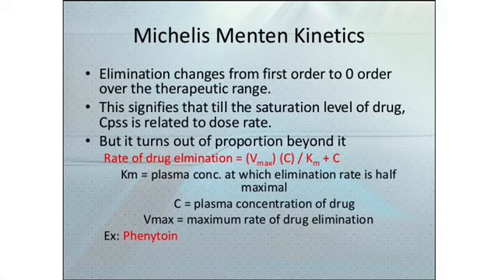Ito lang, basta tatandaan nyo lang yung formula. Rate of drug elimination equals Vmax times C over Km plus C. So, yung Km, plasma concentration at which elimination rate is half maximal. And then C is the plasma concentration of drug. Vmax is the maximum rate of drug elimination.